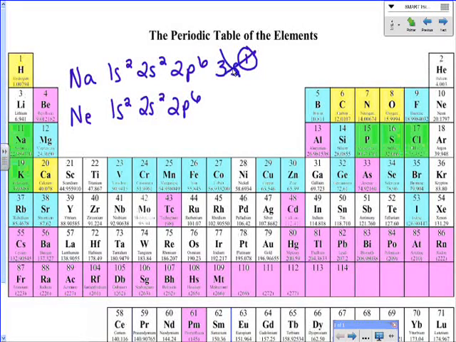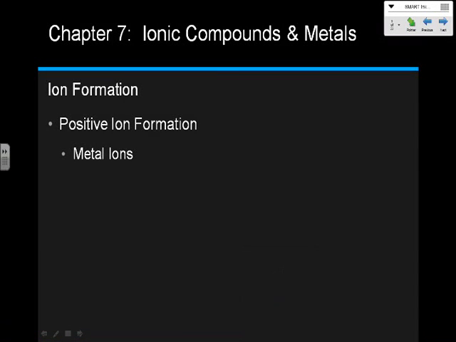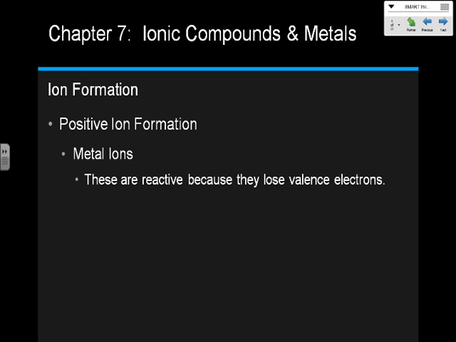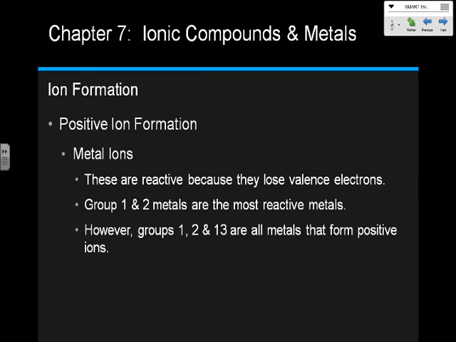Now let's get back to notes. All right, when we're talking about positive ion formation, we're talking about metal ions. These are the most reactive because they want to lose valence electrons. And the most reactive metals are groups 1 and 2, the alkali metals and the alkaline earth metals. However, groups 1, 2, and 13 are metals that form positive ions. Now, if you look at group 13, it starts with boron. Boron's a semiconductor, not necessarily a metal, but the metals in group 13 can form those positive ions.